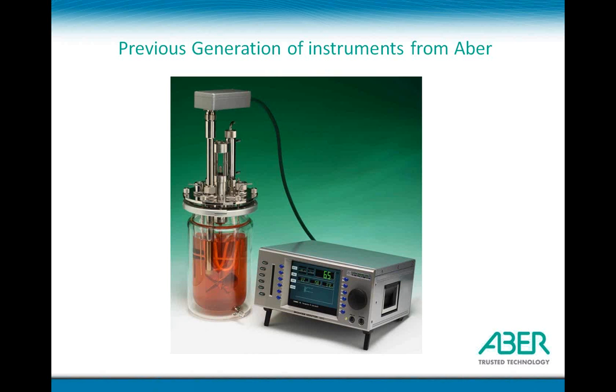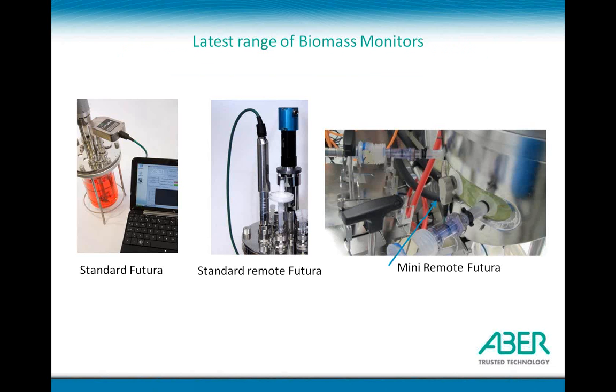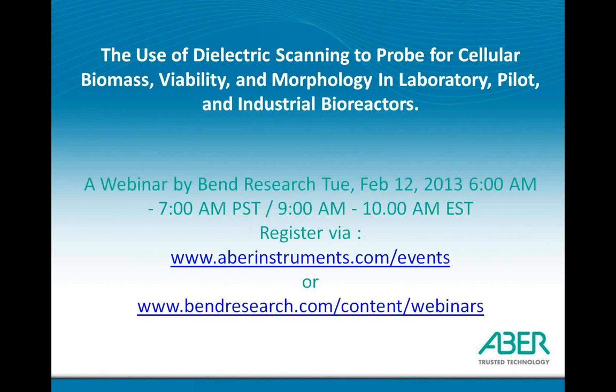In the presentation that follows, one of our older generations of instruments, the Model 220 biomass monitor, was used for the experiments. Although this instrument is still available, it's been superseded by the Futura range of biomass monitors. This range includes options for smaller bioreactors where there's limited head plate access and a single-use probe for disposable bioreactors. The principle of the operation will be covered by our next speaker.